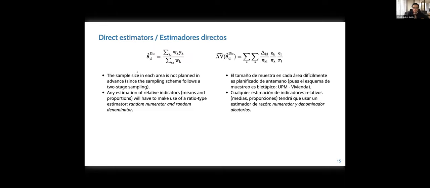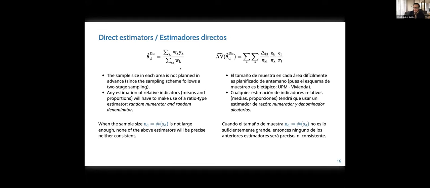So for any estimation of relative indicators like means and proportions, we will have to use this ratio-type estimator. That means that the numerator and the denominator are random variables. And as you know, this is a nonlinear estimator. So in order to get the estimated variance, we have to use Taylor linearization. And that Taylor linearization works well under some conditions, and one of them is to have a proper sample size.